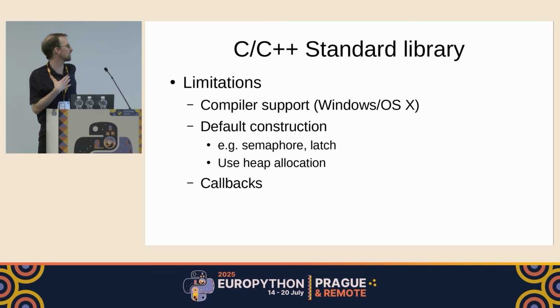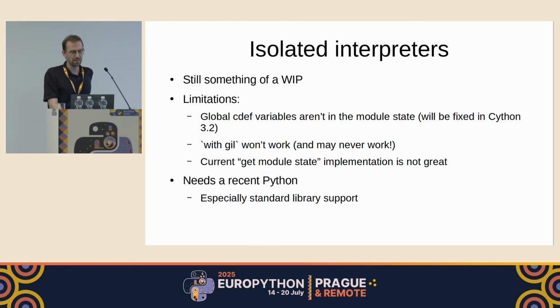Some of the things, our code generation doesn't work particularly nicely with, mostly things that can't be assigned to and can't be default constructed, so semaphore and latch cause problems there, and callbacks are a bit inelegant because Python callables aren't C++ callables. The next thing I want to tell you about is isolated interpreters.